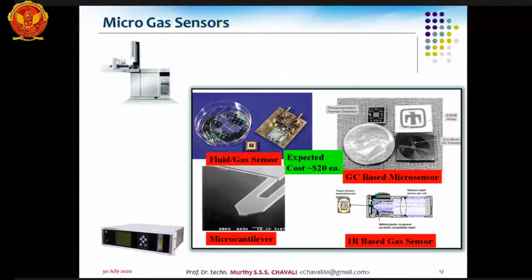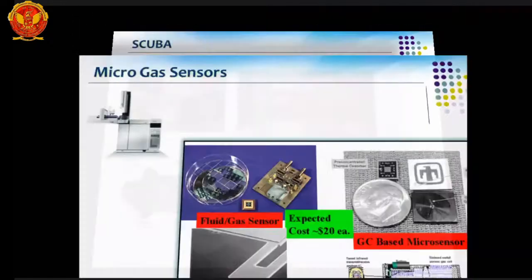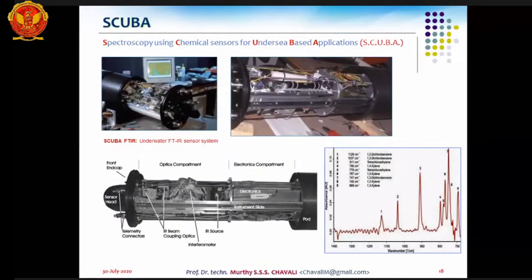During that time, we have seen GC based microsensors, fluid gas sensors or volatile gas sensors, micro cantilevers, and infrared based gas sensors. With this infrared based gas sensor, we thought of developing our own system for gas sensing in parts per billion levels, not in parts per million, but in parts per billion and trillion levels. And the size of this particular system we designated as 5 to 6 centimeters, not beyond that. We started with Bruker FTIR.